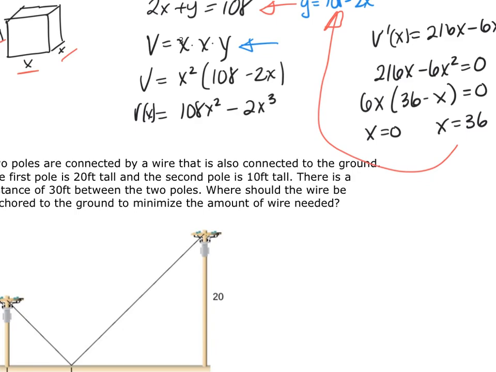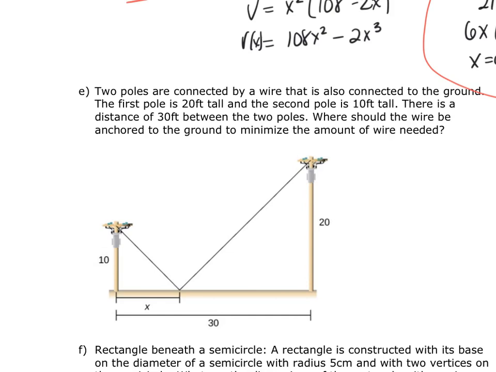Oh, okay. So here's our last one we're going to do. Two poles are connected by a wire. These are called guy wires that are also connected to the ground. The whole purpose of guy wires, the only reason I know this is because my last job was designing this stuff structurally, is to make sure the pole doesn't fall over. That's what the purpose is.